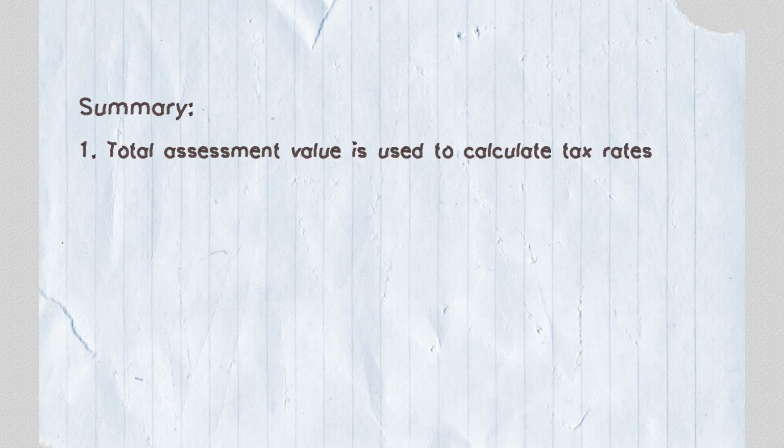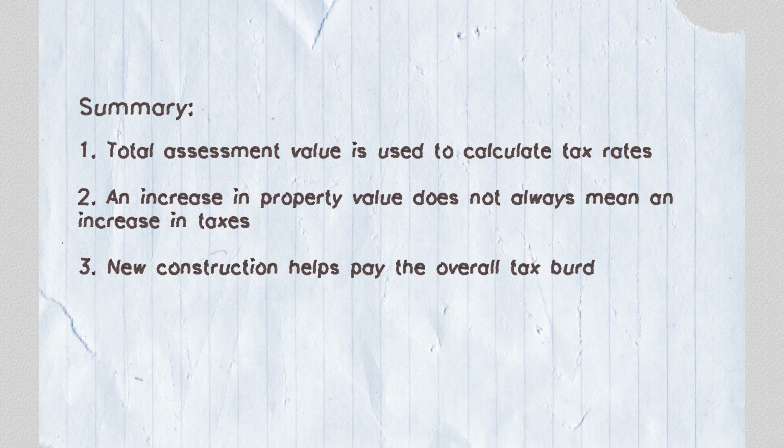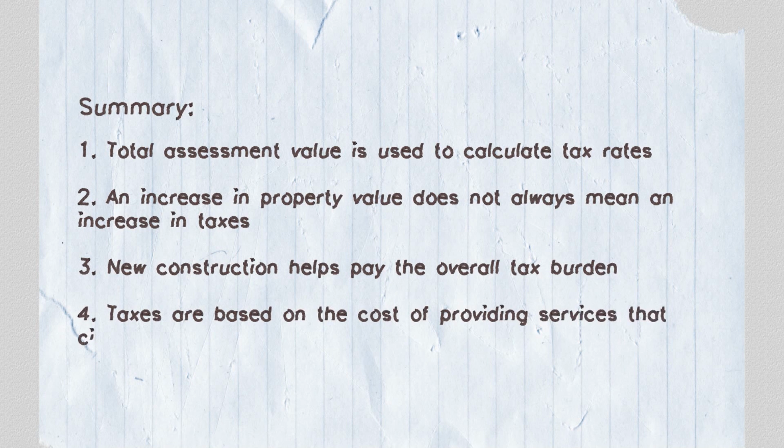The key points are: 1. Total assessment value is used to calculate tax rates. 2. An increase in property value does not always mean an increase in taxes. 3. New construction helps pay the overall tax burden. 4. Taxes are based on the cost of providing services that citizens want and need. And that explains how assessment and taxation work.